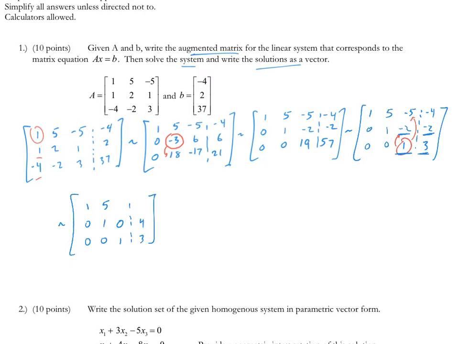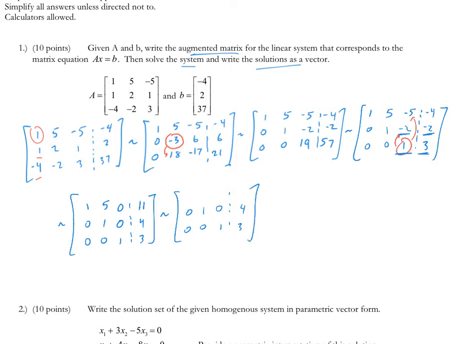Finally, use the 1 to eliminate the negative 5 above it, so I multiply by 5 and add to get this 0. 5 times 1 minus 5. And then 5 times 3 is 15, minus 4 is 11. One more step. 0, 0, 1, 3 at the bottom does not change. 0, 1, 0, 4 in the middle does not change.